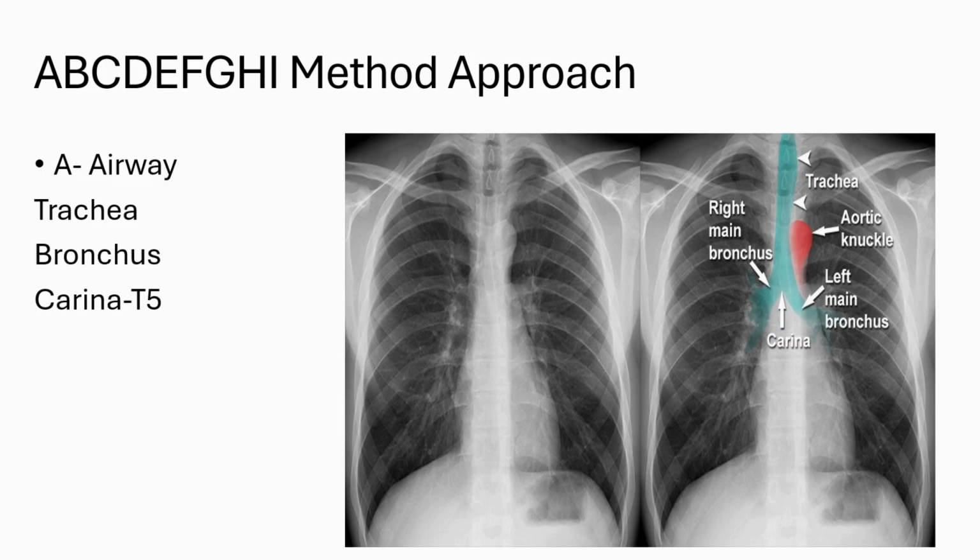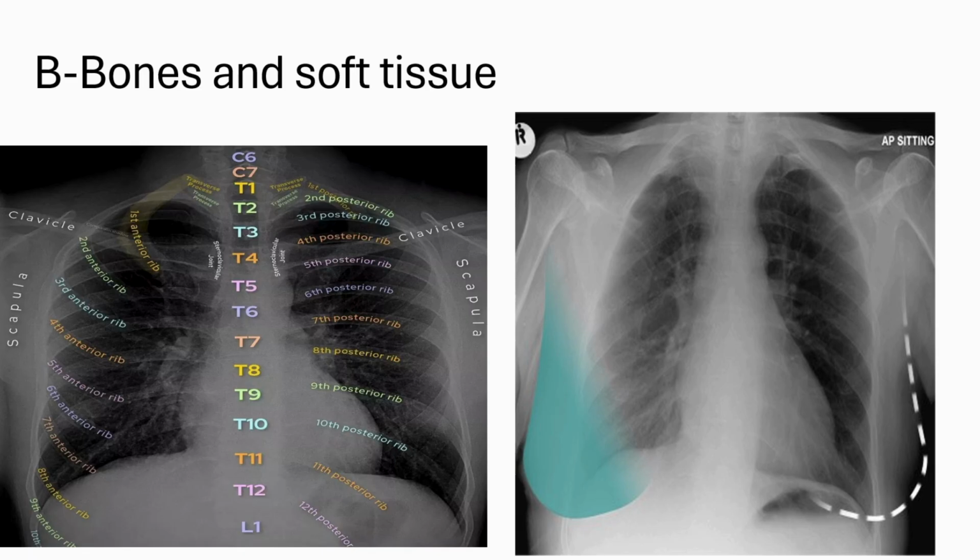Which denotes that this is the trachea and bronchus. Now, bones and soft tissue. Pathology of bone and soft tissue can also mimic lung pathology. So, this should be visualized in the chest X-ray, as denoted by these ribs, clavicle, scapula, and thoracic vertebra in this annotated image. Whereas this blue color denotes the soft tissue and breast shadow around the chest.